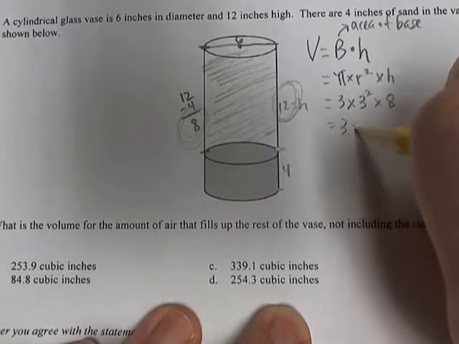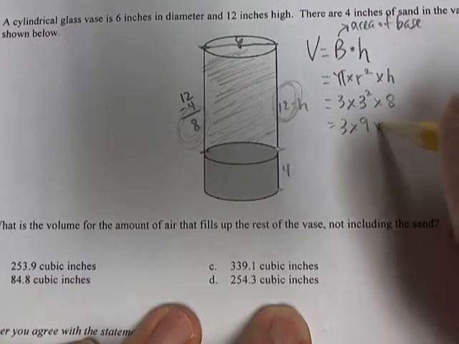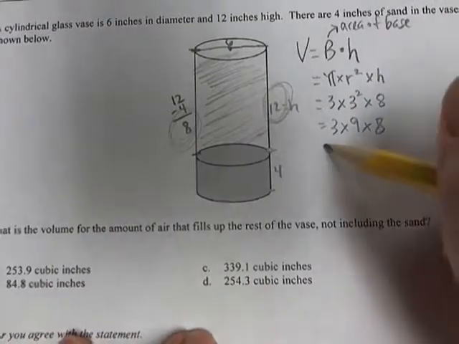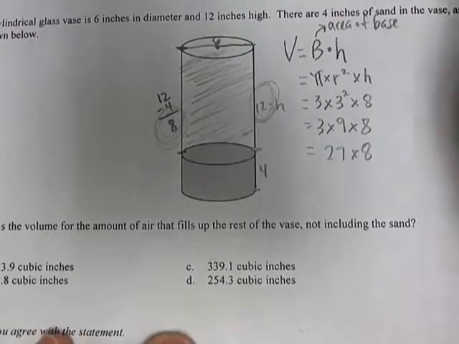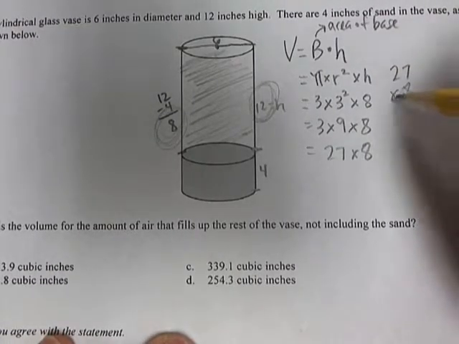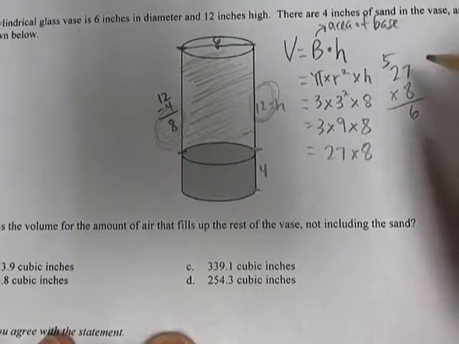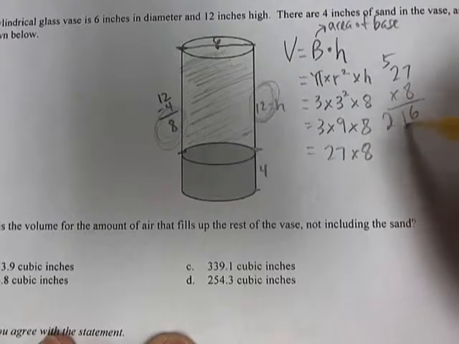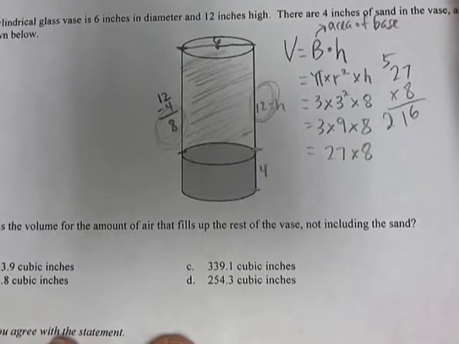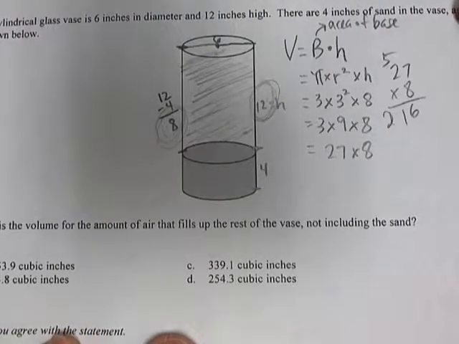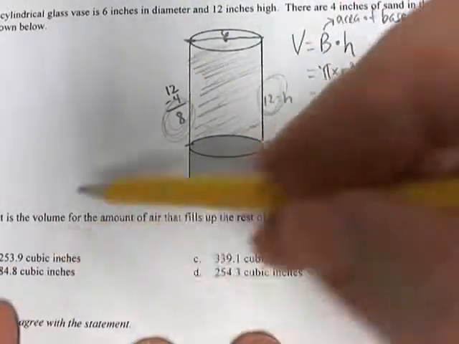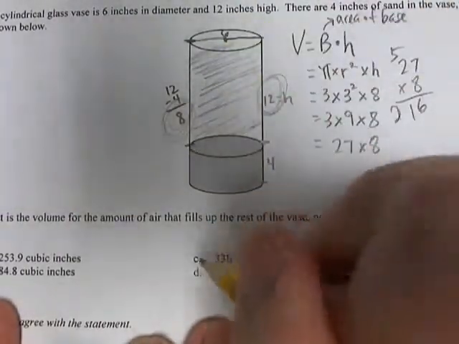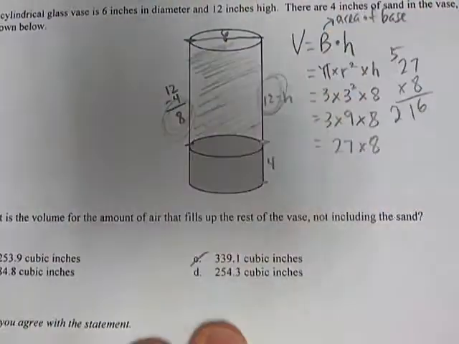PEMDAS says exponents first. 27 times 8. You get 216. Now we have a problem because we have two answer choices, A and D, that are close to our answer.